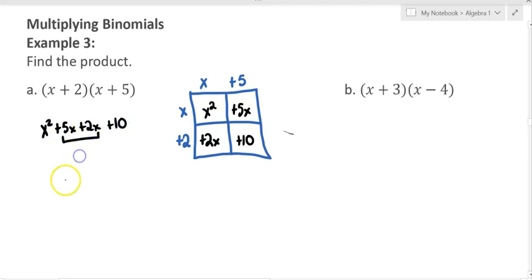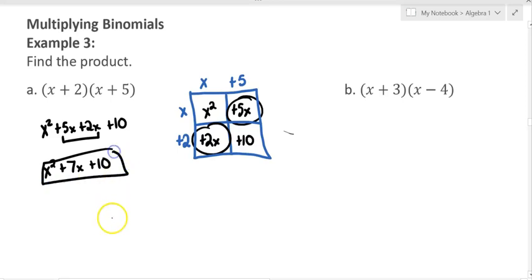You can go ahead and combine the 5x and the 2x. They can combine their like terms. They make 7x. And that's our answer.